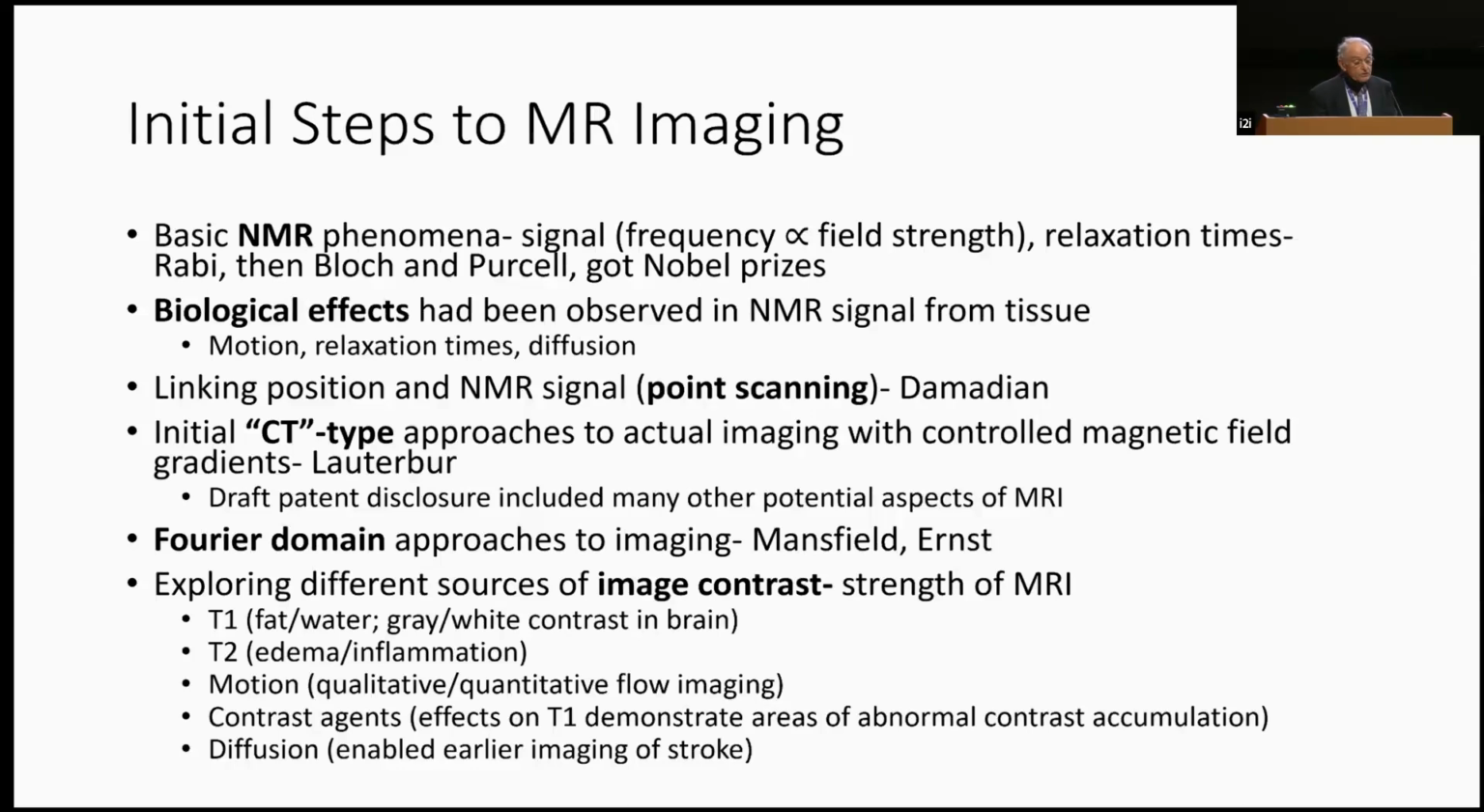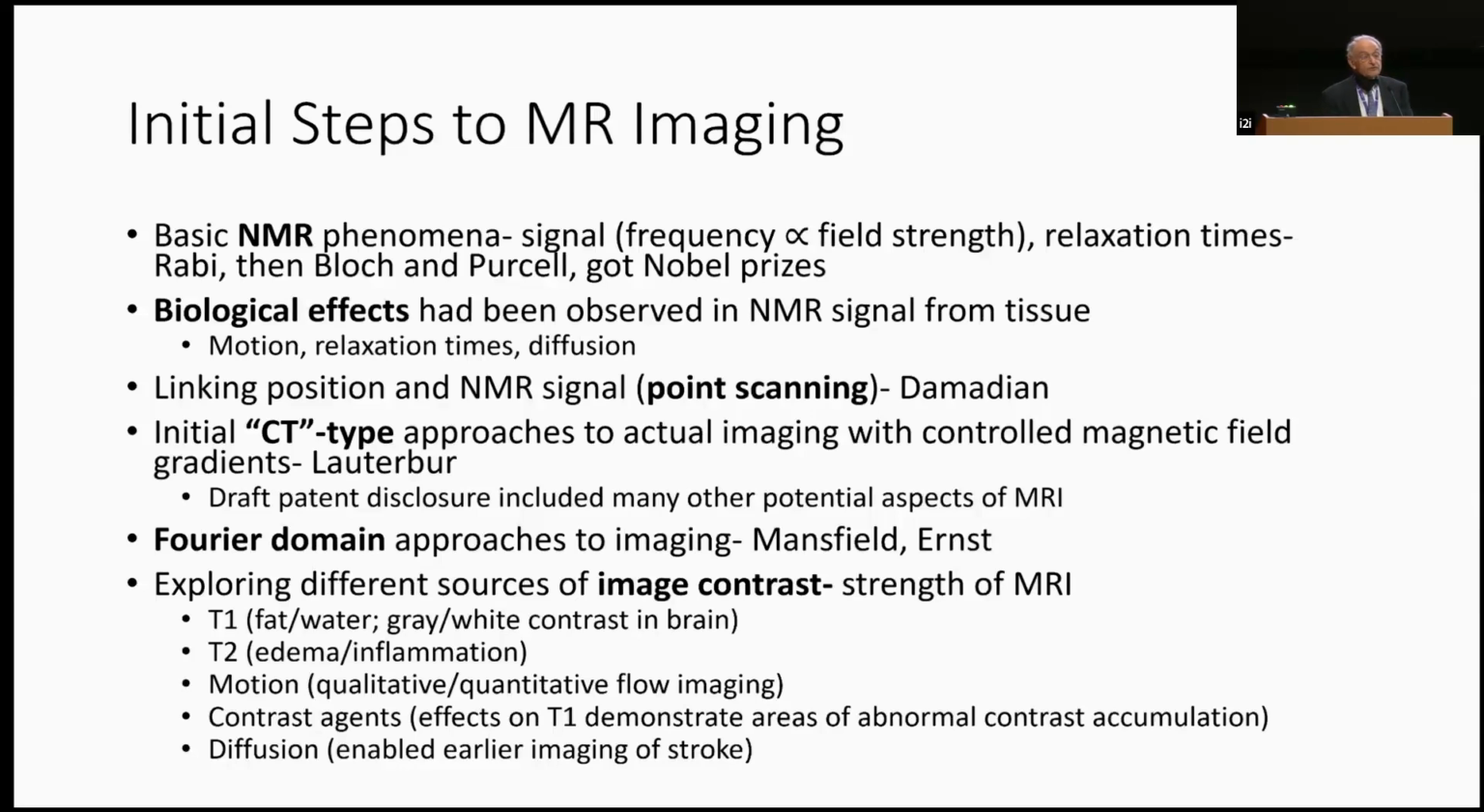Now, Damadian, who was a character at Downstate, very bright but very abrasive, suggested we could try to link position to the NMR signal by having a sweet spot in a magnet and moving people around. But that was not a practical way to do imaging per se.